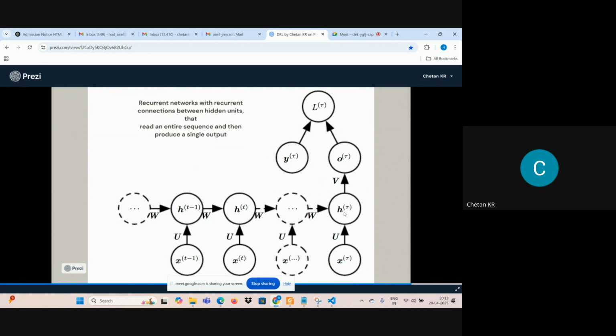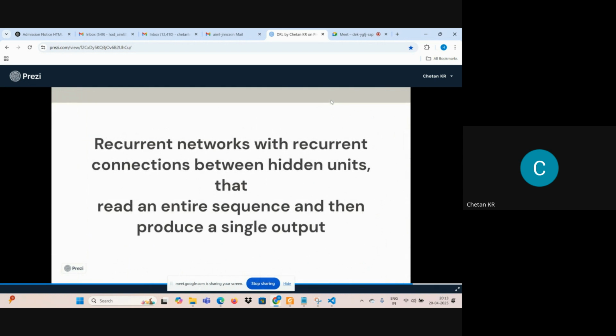So what is happening is that at every stage the input is used, and the previous hidden is used to find the current hidden, and this sequence goes on until the last hidden stage, where the last input and final output you will get. The actual output you are expecting is y of tau. You got O of tau. The loss is L. If it is not matching, you have to update the weights. That is again where back propagation happens. So this is a recurrent network with recurrent connections between the hidden units that reads an entire sequence and then produces a single output.